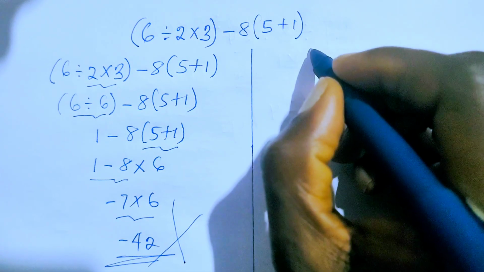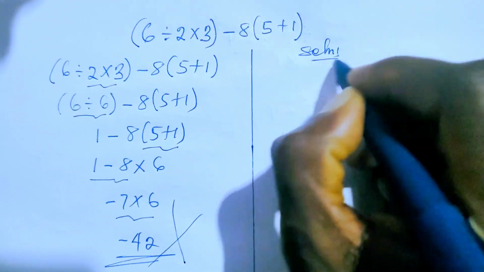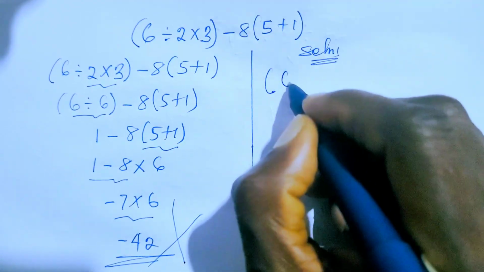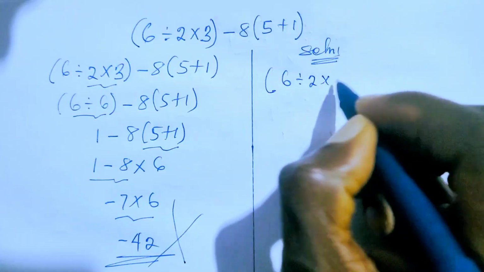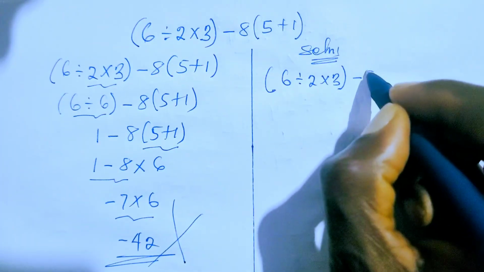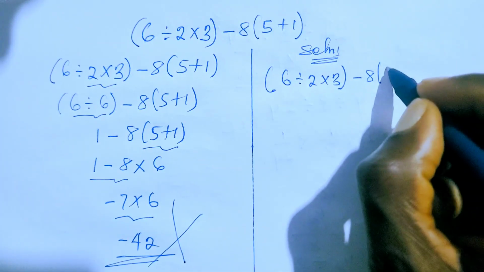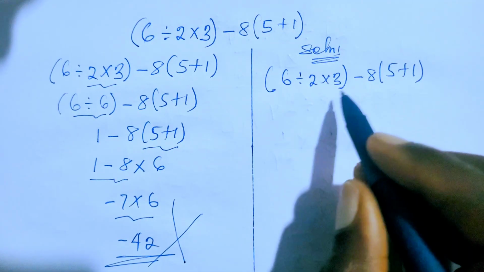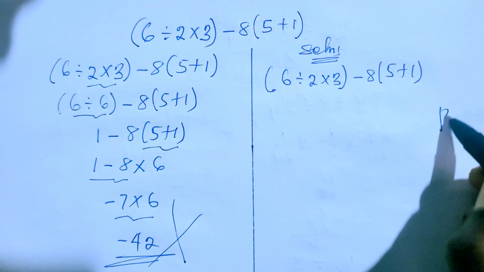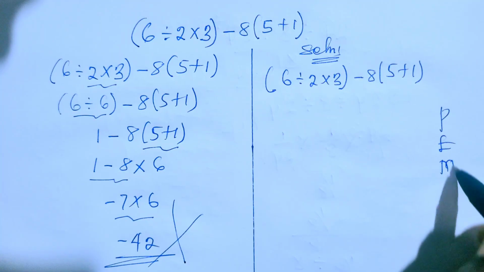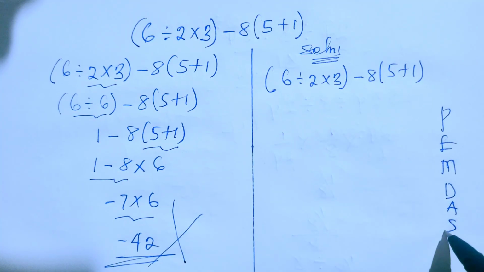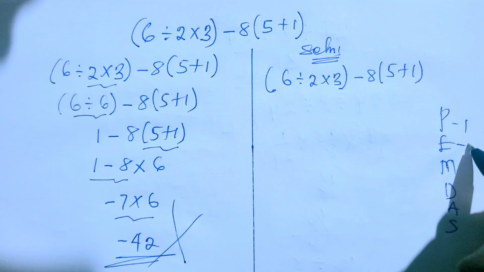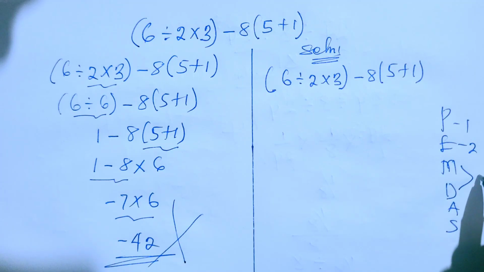Now, to get this correctly, we are going to have 6 divided by 2 multiplied by 3 minus 8 into 5 plus 1. Then right here, we are going to follow this other operation, PEMDAS. Now here, multiplication and division have the same precedence, and addition and subtraction have the same precedence here.